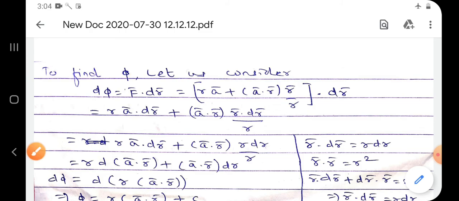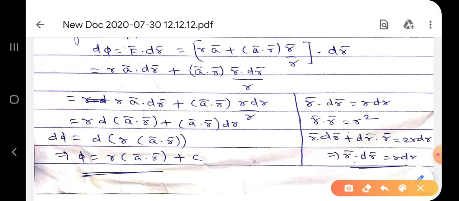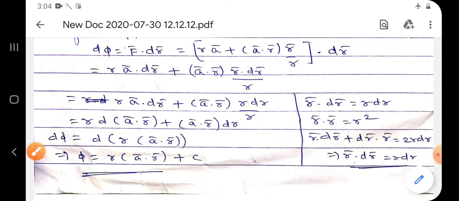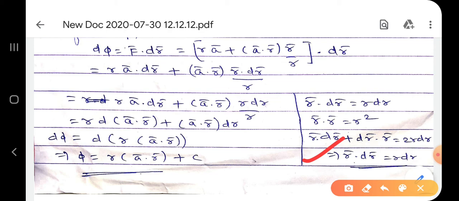How are we going to prove it? Very simple. Just take r bar dot r bar is r square and take the derivative. R bar as it is, derivative of r bar is dr bar, plus dr bar as it is, dot r bar as it is. So here 2 times r bar dot dr bar is equal to 2 times r dr. Correct? 2 gets cancelled. I get r bar dot dr bar is equal to r dr. Correct? Use that here. I get r dr, 1 r gets cancelled. This step: r d of a bar dot r bar plus a bar dot r bar into dr.